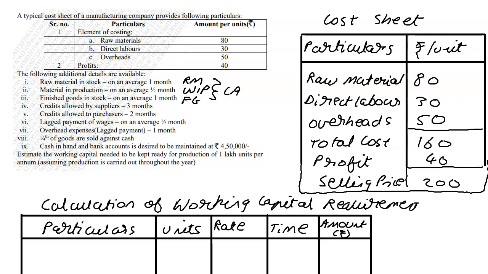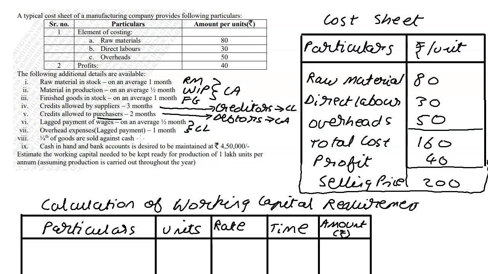Similarly, credit allowed by suppliers, this is going to be creditors. This number, 3 months, corresponds to suppliers who we have to pay. People who we have to pay are called our creditors, and that's a current liability. Credit allowed to purchasers means our customers, the people who have to pay us. So those are our debtors, and that again is a current asset. Lag in payment of wages and overhead expenses, both of these are current liabilities.